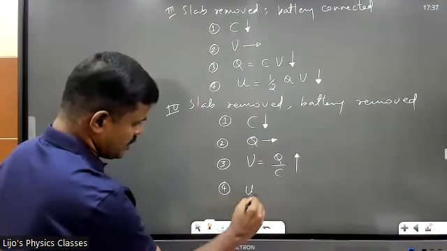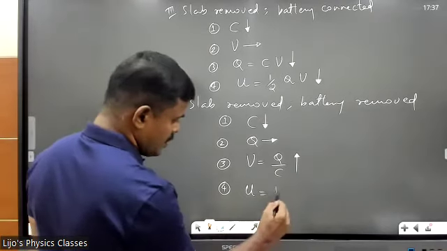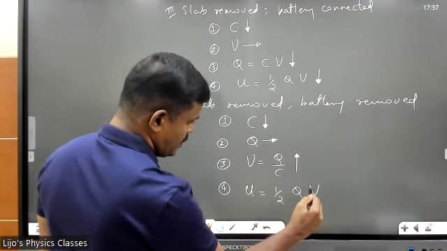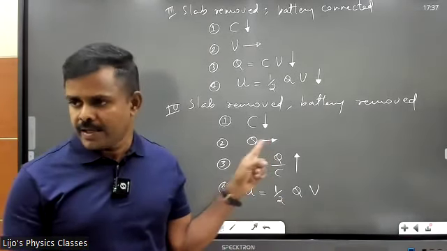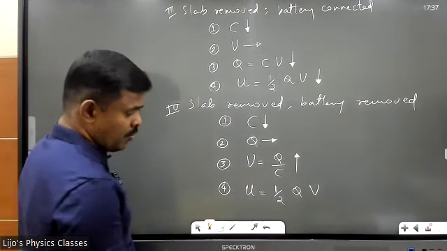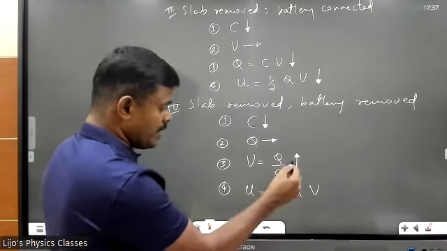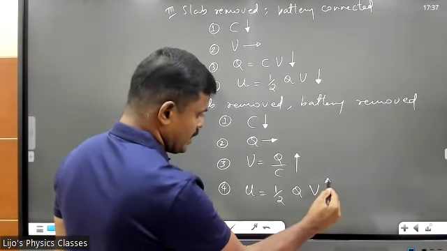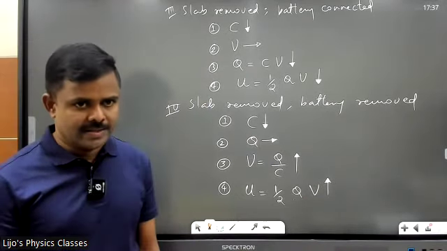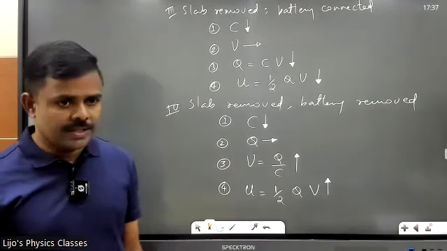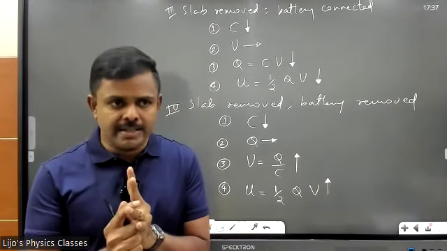Last one, energy. Which equation you are going to choose? Half QV. Or even Q square by 2C is fine. You should choose the one with Q inside. Okay, Q contained. All right. How about this equation? Half is a constant. Q is constant. V increases. So energy also increases. Got it? Half QV energy increases. So 4 cases, slab introduced, battery connected, slab introduced, battery disconnected.